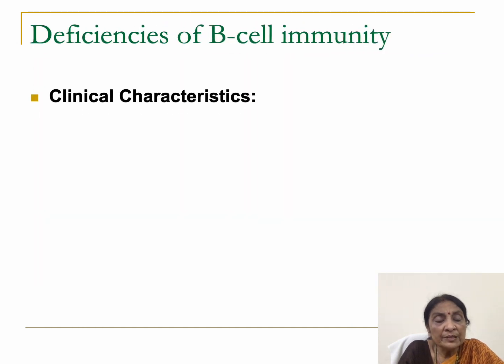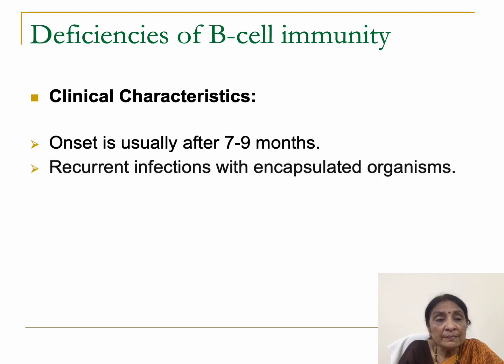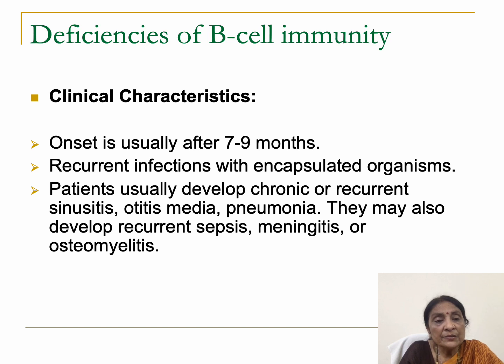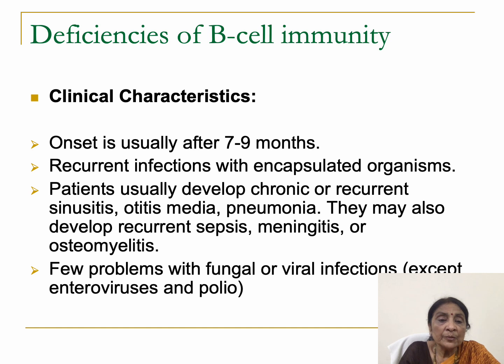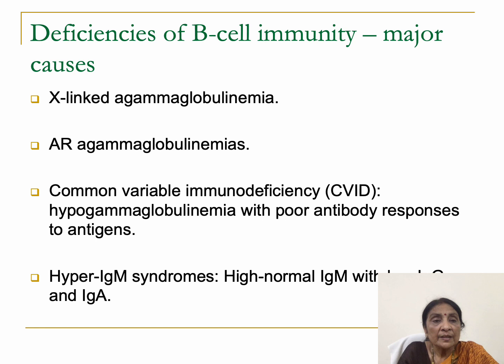Deficiencies of B cell immunity, clinical characteristics: onset is usually after 7 to 9 months, with recurrent infection with encapsulated organisms. Patients usually develop chronic or recurrent sinusitis, otitis media, pneumonia. They also develop recurrent sepsis, meningitis, or osteomyelitis. Few problems with fungal or viral infections except with entero and poliovirus, and there's little growth failure.